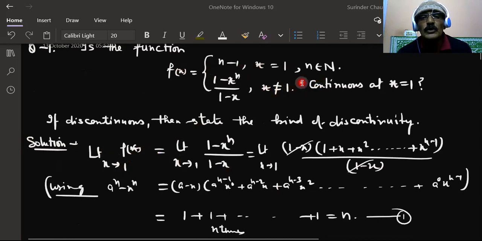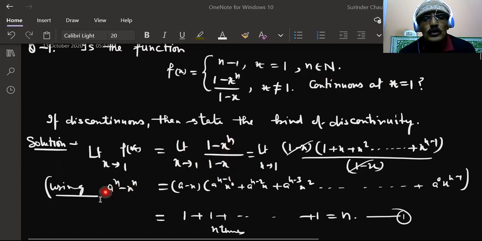the domain of this function is all real numbers, and the doubtful point is x = 1. So at x = 1, we'll discuss the left limit and right limit, but because the function is the same on both sides, we can find only one limit, from the right or from the left. So let's discuss the continuity at x = 1: limit as x approaches 1 of f(x) is equal to limit as x approaches 1 of (1 - x^n)/(1 - x).